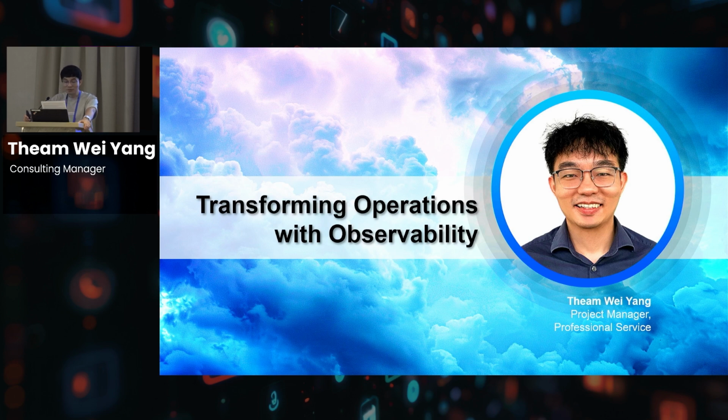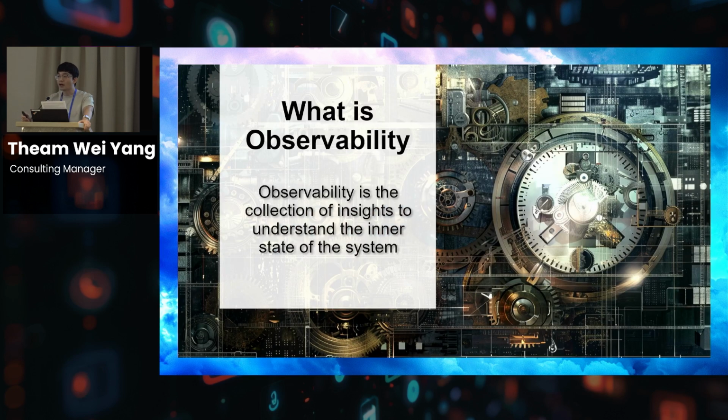All right. So first of all, let's talk about what is observability. Do you have any understanding of observability? Observability is basically the collection of insights to understand the inner state of the system. In other words, the visibility of what is happening inside your system, usually in the form of graphs or numbers. As you all know, the software world is rapidly evolving.